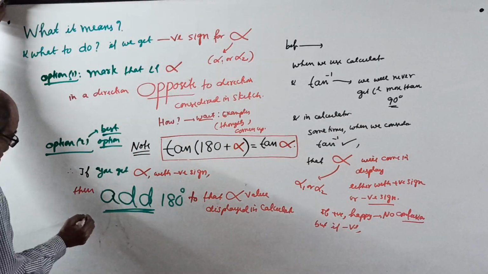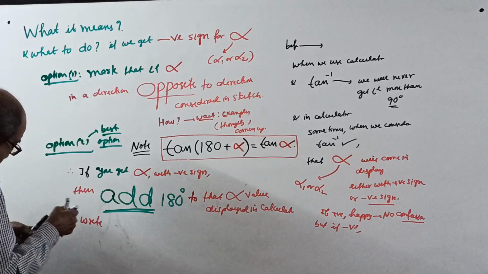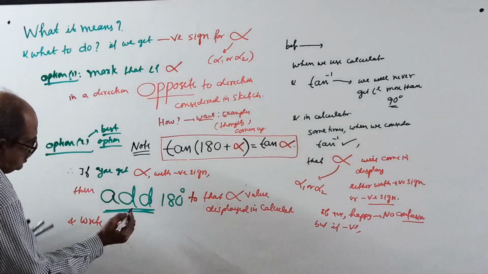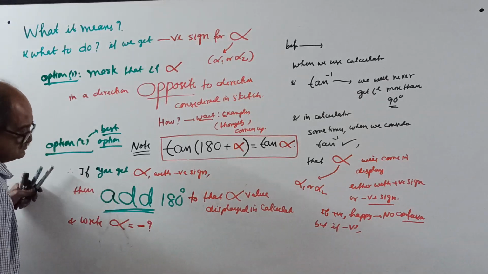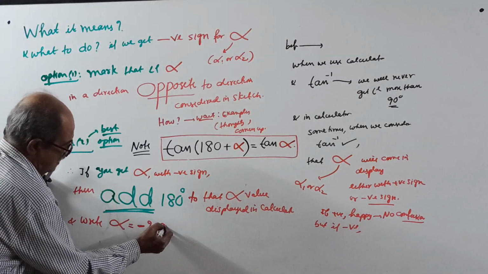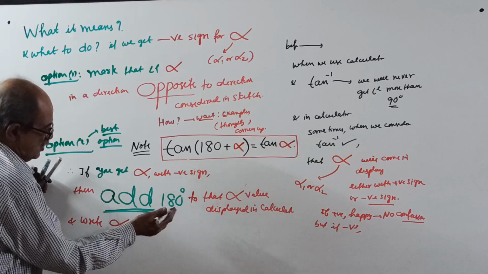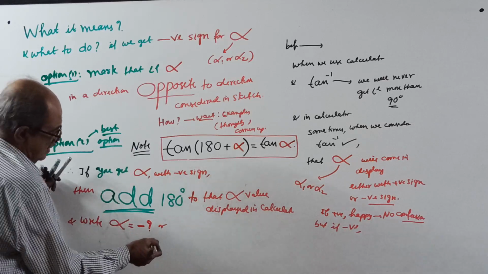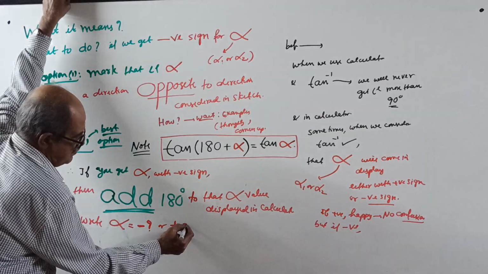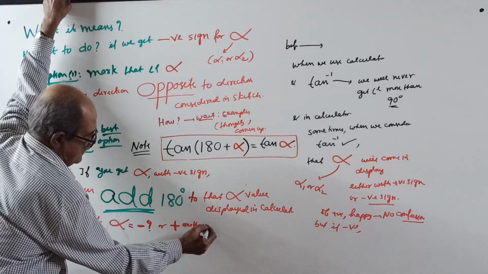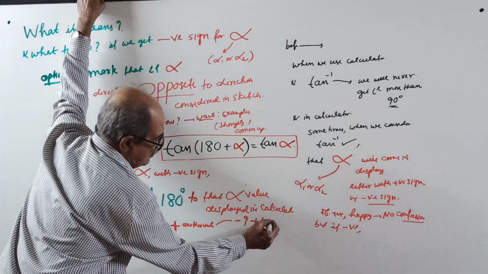And write that alpha equal to minus whatever you got, comma, or you can tell one more thing. Either write that value, whatever you got, or plus another value. That is, minus whatever you got plus 180.